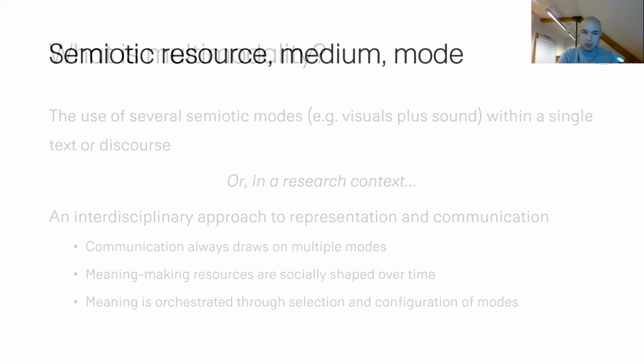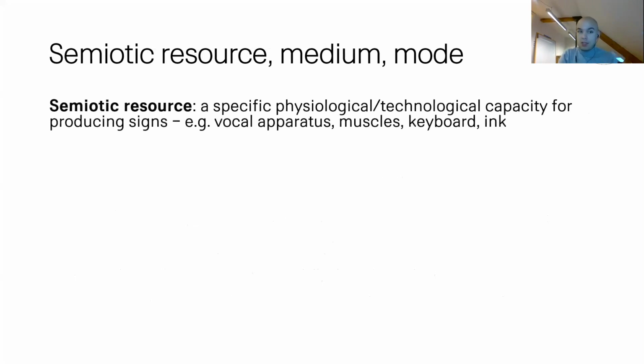So just to briefly go over it again, these are maybe the 3 key terms in multimodality that are good to know before we proceed. So semiotic resource is one of the key terms, and that refers to a specific either physiological or technological capacity for producing signs. So for example, a vocal apparatus is a semiotic resource because it can contribute to the production of sound. Muscles are a semiotic resource because they can contribute to the production of gestures. A keyboard is a semiotic resource because it can help you to produce text, and so on and so forth.